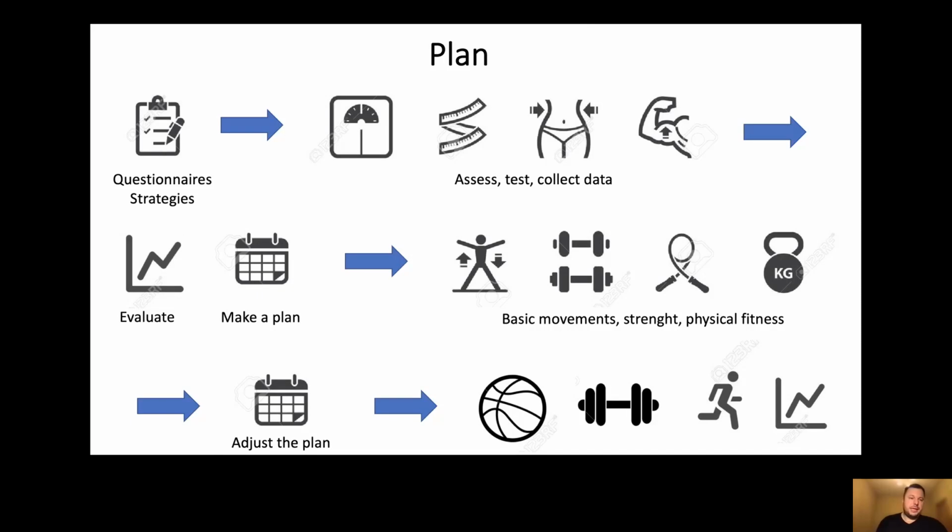So I think the plan is just how to analyze these things and how to have the proper training load, use the questionnaires and develop the strategies. Don't be afraid to assess, to test, and collect the data. Evaluate these things, make a plan, start from the basic movement strength, physical fitness, then adjust the plan and do the combination of basketball, strength training, endurance, speed, agility, and monitor the training load. That means that all the time check yourself, are you planning training load properly?